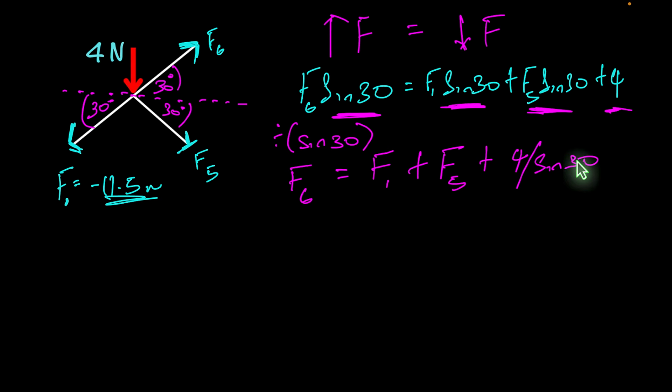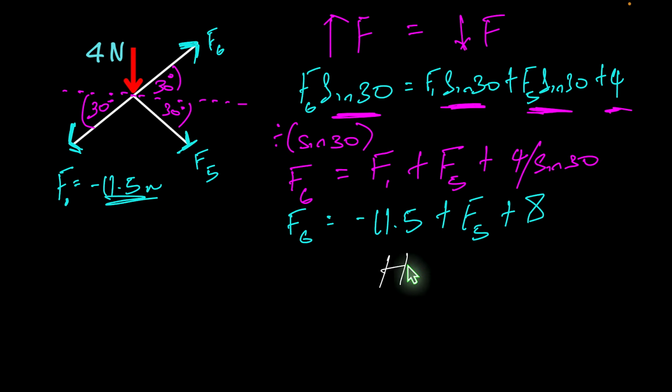Okay. And if we were to input now the known values, we have one known value here. We have F1. So we're going to just rewrite this now. F6 equals our F1 value, which is negative 11.5, plus F5, and plus 4 divided by sin 30, which will give us 8. Just before we do any substitution, we are going to have to first sort out our horizontal component. So let's do that.